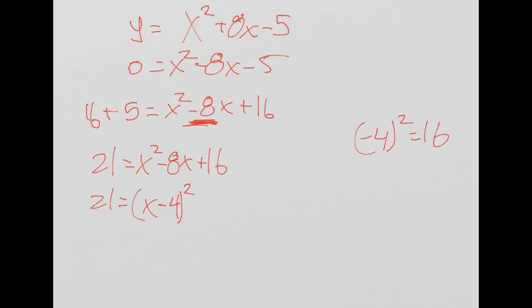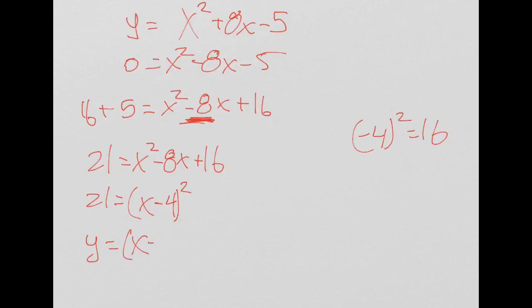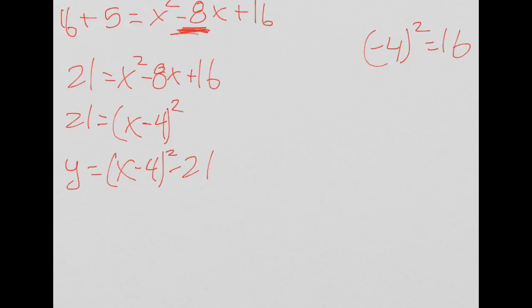4 squared. And then finally, last step is to subtract 21 and move it back over. And we're going to get y equals x minus 4 squared minus 21. That's the basics of completing the square. Remember, the whole goal is to get it in this form. We can identify the vertex as the point (4, negative 21).